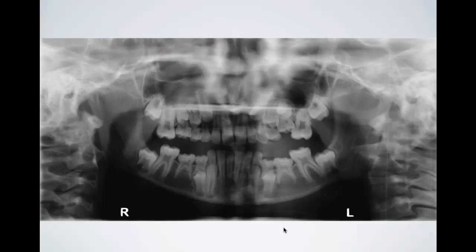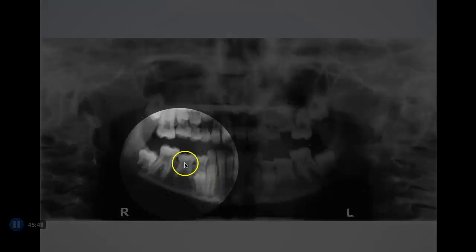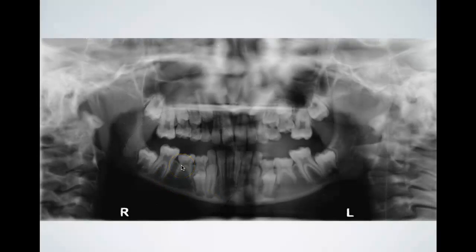What do we see in our pano? Okay, we're missing lower second premolars, or they're severely delayed, but I don't even see any type of a tooth bud forming there. So my best guess is that they're missing, right? What else do we see?